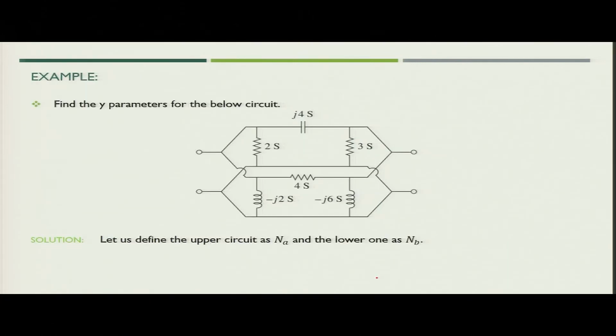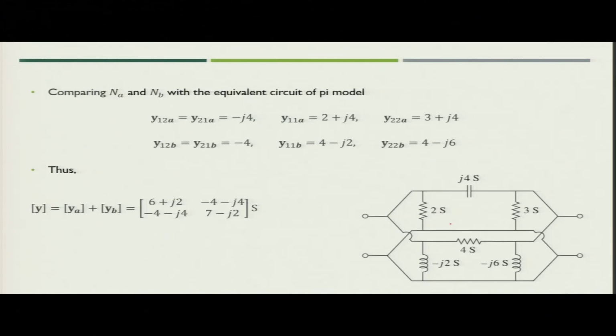Now, let us take another example where we need to find the Y parameters of the circuit. If you see, these 2-port sub networks are connected in parallel. So, we can easily find the Y parameters. What we can do is find the Y parameters of the individual sub networks. Individual sub networks means one is this sub network and another is this sub network.